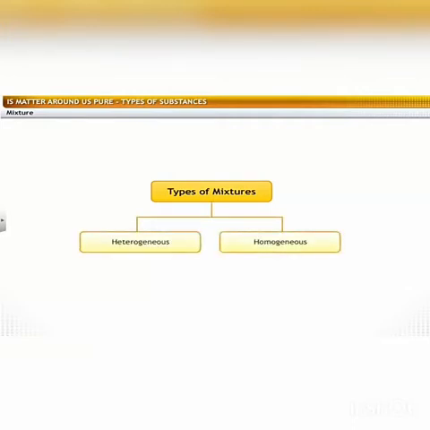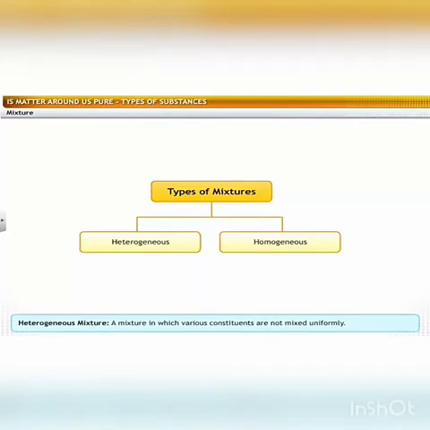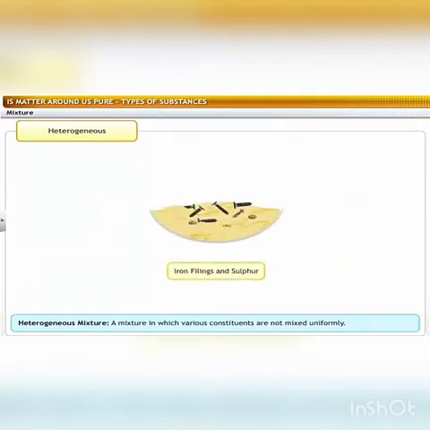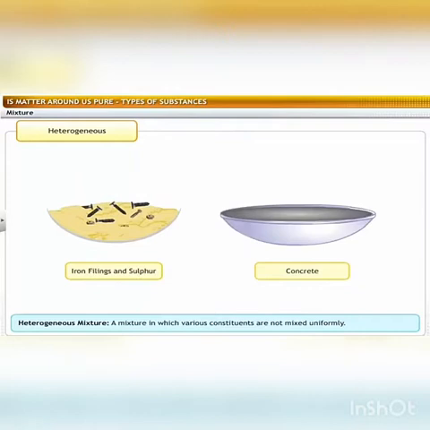Based on the distribution of the particles in the mixture, there are 2 types of mixtures, heterogeneous and homogeneous mixture. A mixture that is not uniform throughout is called a heterogeneous mixture. For example, a mixture of sugar and salt is a heterogeneous mixture because the sugar and salt particles can be segregated based on their color and size. Examples of heterogeneous mixtures are iron filings and sulfur powder, concrete, which is a mixture of cement, water, sand, etc.